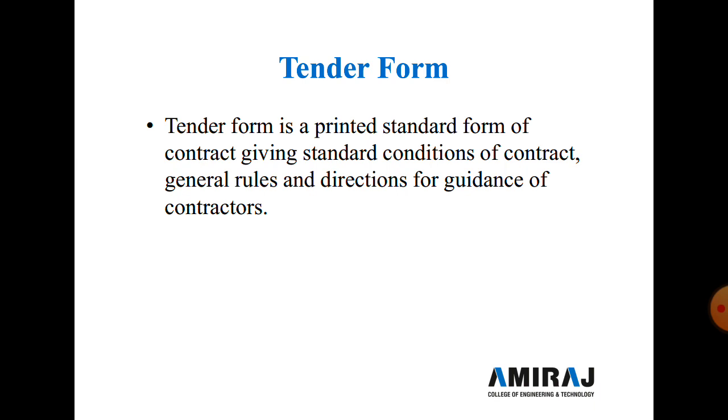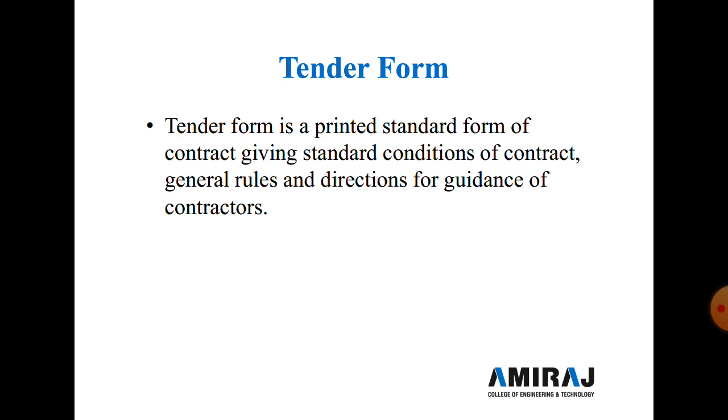It is the tender form. So what is tender form? Tender form is a printed standard form of a contract giving standard conditions of contract and general rules and directions for the guidance of the contractor. Tender form is a part of the tender document, and the price of the tender form is given on the form, and the printed form and other documents are to be purchased on cash payment from the office inviting the tender during office hours on all working days.